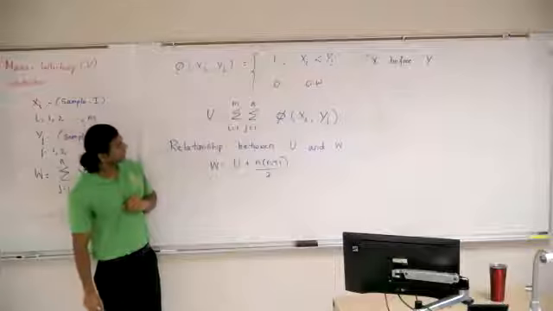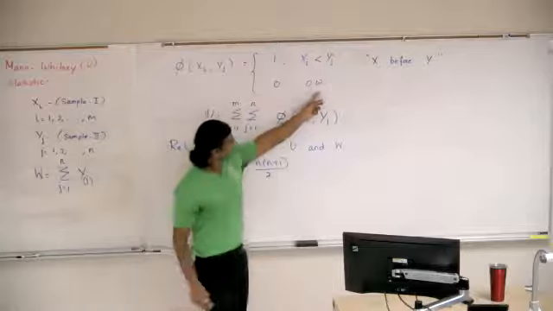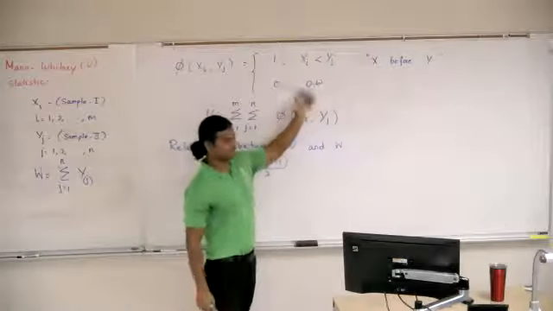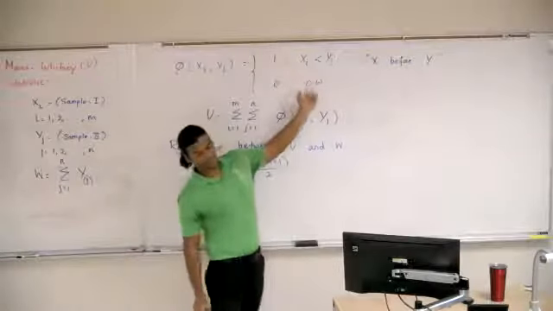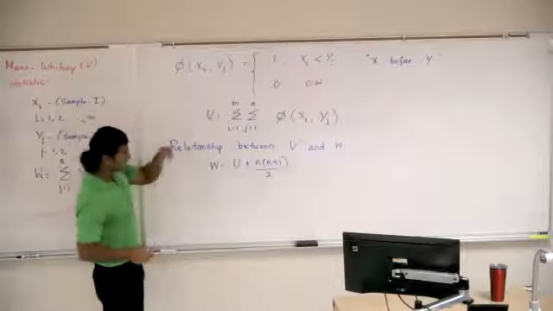What does the second line of the piecewise function mean? That one? Yeah, 0 otherwise. Okay, O.W. means otherwise. I assumed you guys knew, my bad.